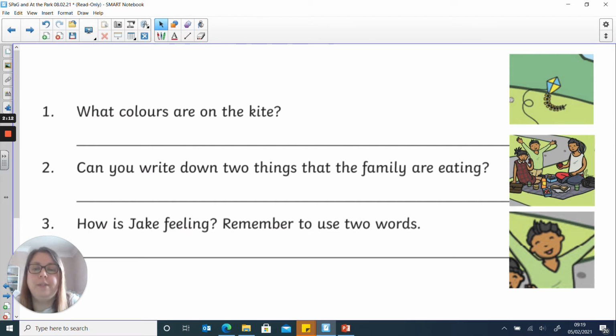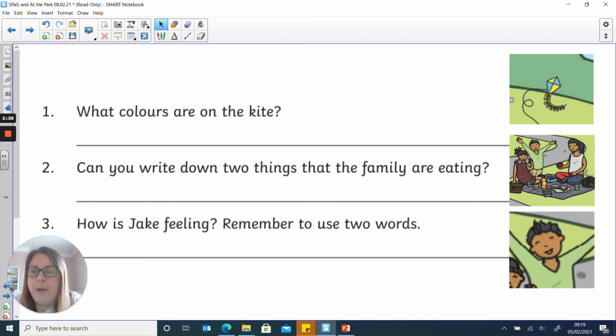So question 2 says, can you write down 2 things that the family are eating? And the next one says, how is Jake feeling? But remember to use 2 words so we can use the word and. So pause the video and write the answers to these 3 questions. What colours are on the kite? What 2 things are the family eating? And how is Jake feeling? Off you go.